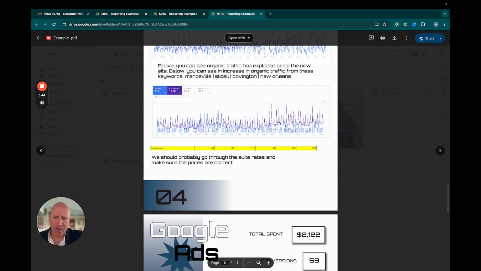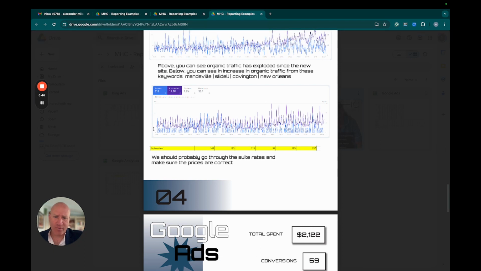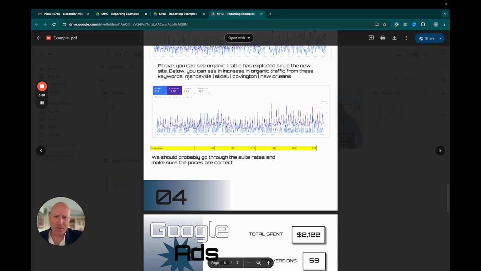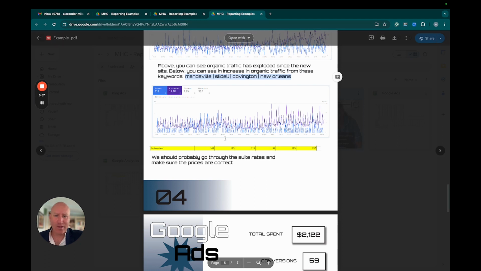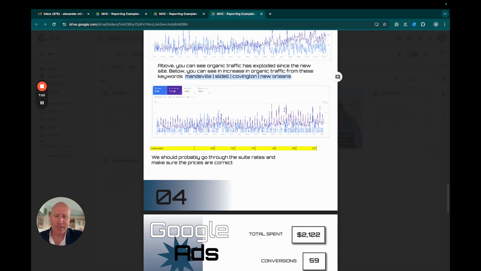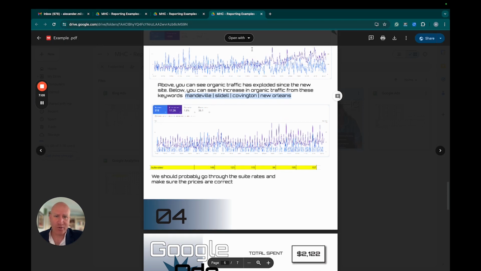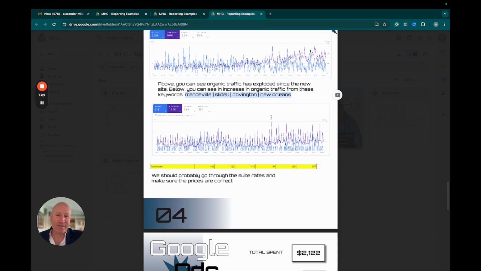This is also showing Search Console for terms such as Mandeville, Slidell, Covington, New Orleans. So it's talking about their local area, and you can see that it's also grown. So the second graph is showing that the organic growth is taking place and occurring. So this is organic growth overall. This is organic growth from when people pop in these specific cities.